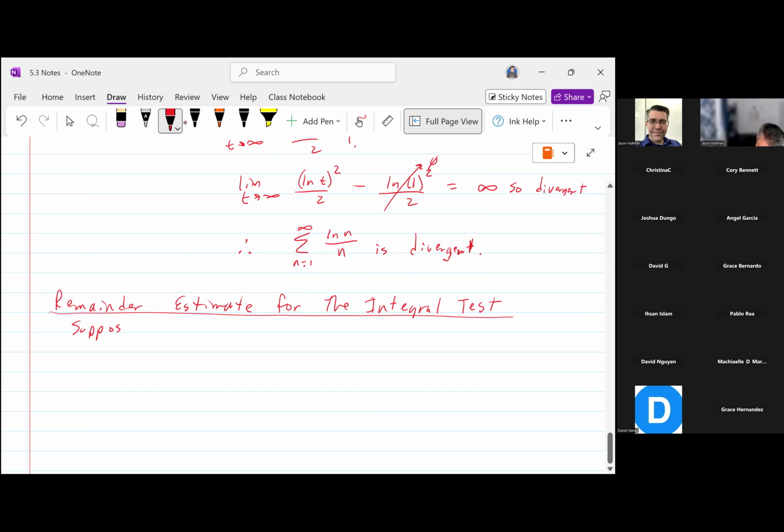Suppose f of k is equal to a sub k, where f is a continuous, positive, decreasing function for x greater than or equal to n, and the summation a sub n is convergent.